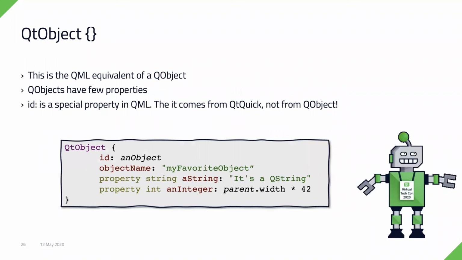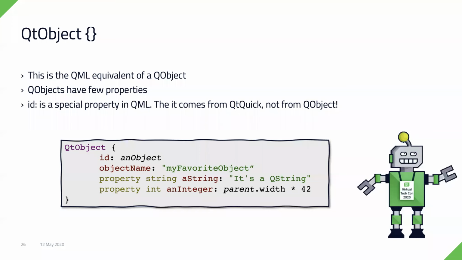QtObject is the QML equivalent of a QObject. So you can also embed QtObjects in a QML file, and they'll look kind of like this. It works the same as an Item. The only real difference is it doesn't draw anything.